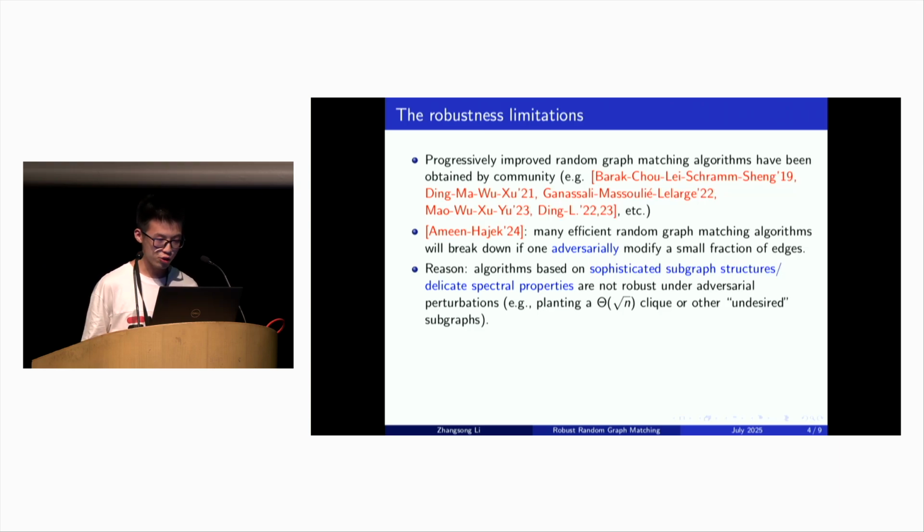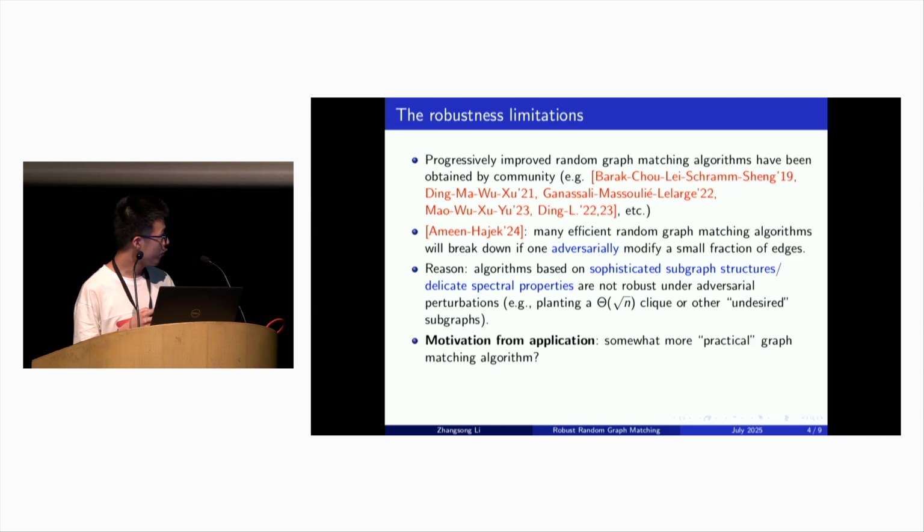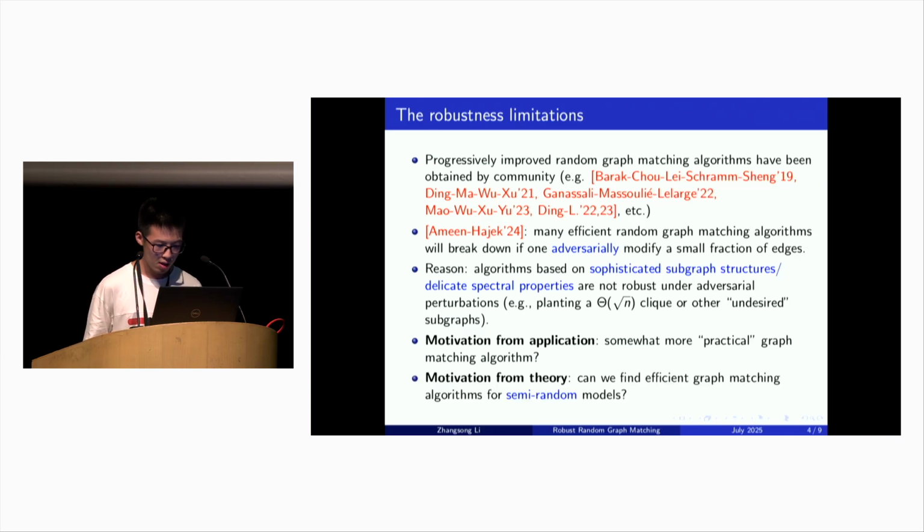So Ameen and Hajek asked whether it is possible to find robust random graph matching algorithms. For me, the motivation for studying the robust version of this problem is twofold. For applications, we hope that by studying the robustness of random graph matching algorithms, this will finally lead to more practical graph matching algorithms for real networks. The theoretical motivation is: can we find efficient graph matching algorithms in semi-random models?